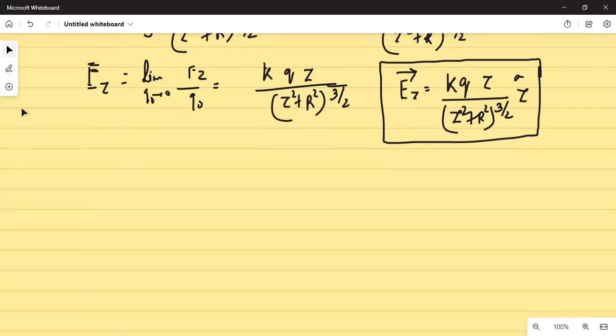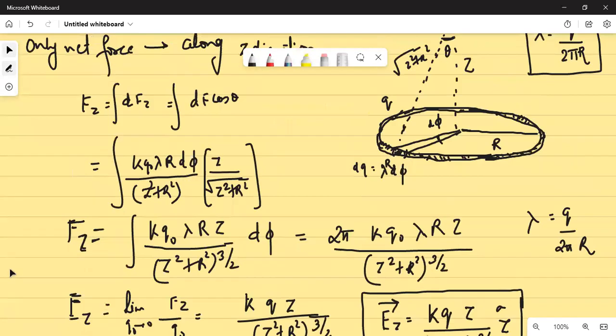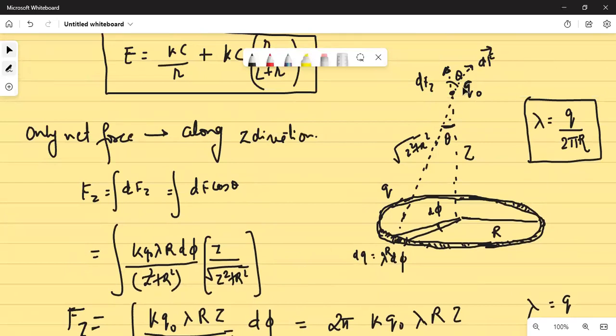Okay, now if I take another case, instead of this ring, I'm given a ring, and I'll draw it in this fashion, otherwise visualizing it every time won't be easy. For example, if I have this dF appearing here, there will be another element diametrically opposite, so overall only these components would add.